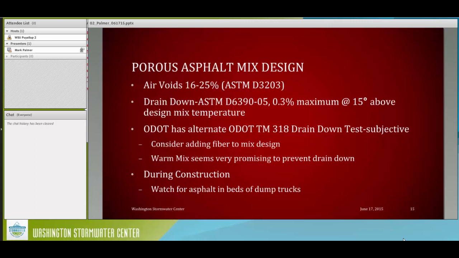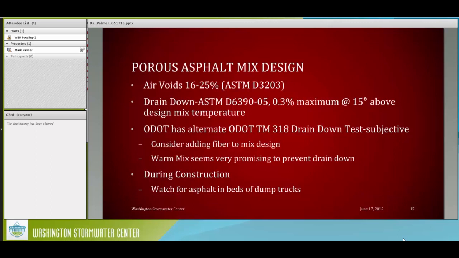Oregon Department of Transportation has an alternative test measure, which is more like a Rorschach test, where they place it on a piece of paper and you estimate how much of the paper is covered by the asphalt that falls out of it. It's a pretty subjective test. Wouldn't necessarily recommend that. If you're having difficulties with drain down in your mix, you might want to consider adding a Kevlar fiber or other similar fiber to your mix design, which will provide more surface area for the asphalt to adhere to.